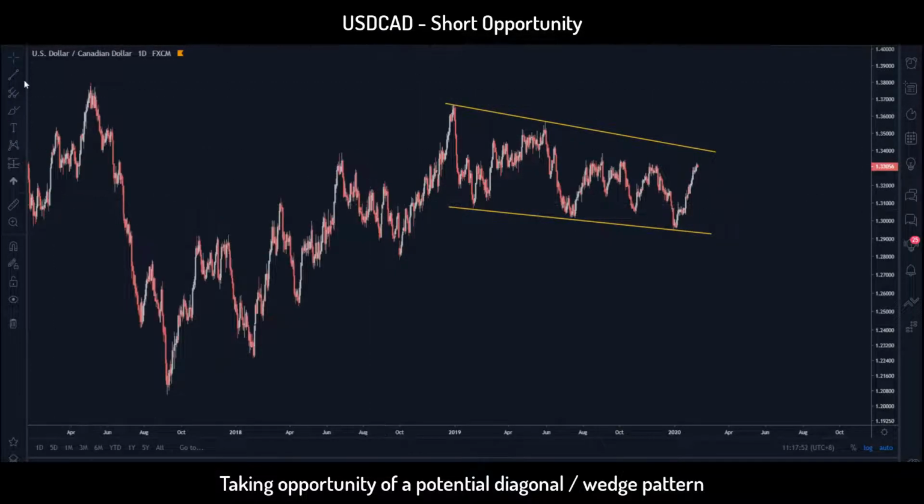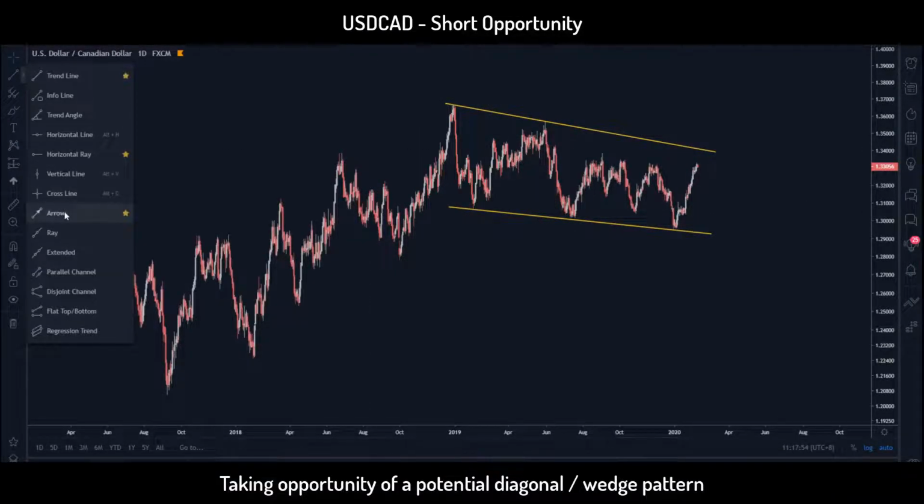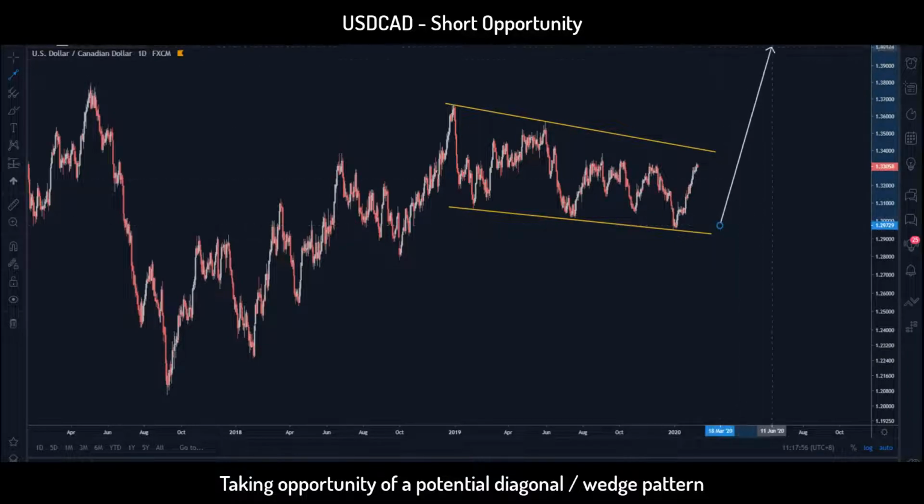In other words, on a longer term perspective, of course the direction is to the upside because of this corrective pattern. But what I want to highlight is that this is on the daily chart, which means it's really a big picture, longer term forecasting and analysis.